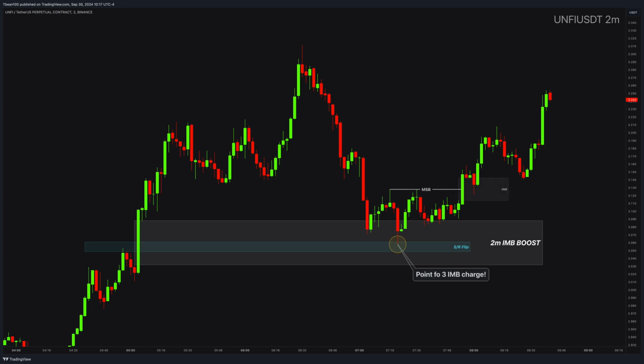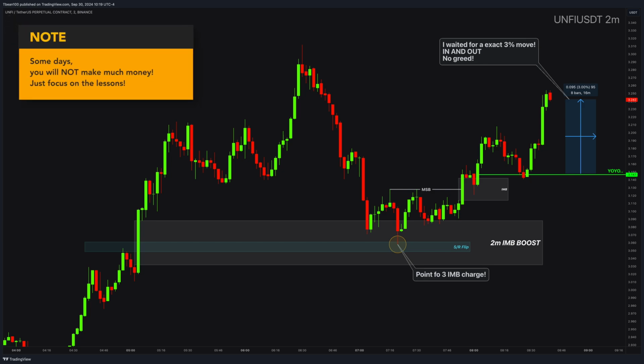Once I saw the market structure break right here and a nice large imbalance, I took the trade. I made a small injection with a yo-yo entry, risked less money and waited for a classic 2% to 4% gain, and got out with a 3% move. This trade did not make much money, as you can imagine.